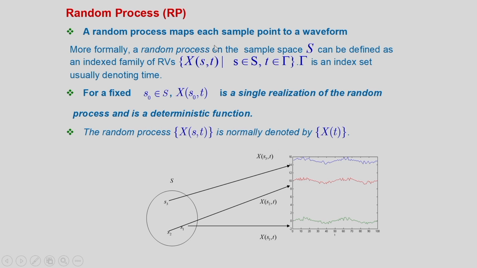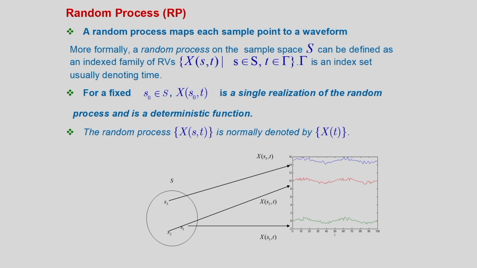More formally, a random process on the sample space S can be defined as an indexed family of random variables. So, a random process comprises X(s, t) such that s belongs to the sample space and t belongs to some index set tau. Tau is an index set and tau usually denotes time. So, essentially it is a function of both s and t. It varies with s as well as with t. If we fix the sample point, for a fixed sample point s naught, X(s naught, t) is a realization of the random process, and it is a deterministic function because we are considering only one s naught.